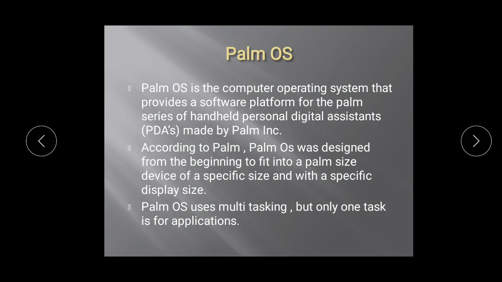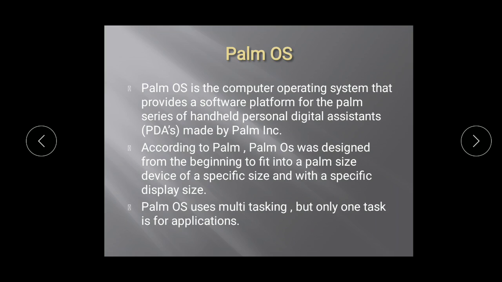Next is Palm OS. Palm OS is the computer operating system that provides a software platform for the Palm series of handheld personal digital assistants made by Palm Inc. So Palm Industries, what they did is Palm OS functioning with the help of a software platform for mobile devices or PDAs, that is personal digital assistants. According to Palm, Palm OS was designed from the beginning to fit into a palm size device.